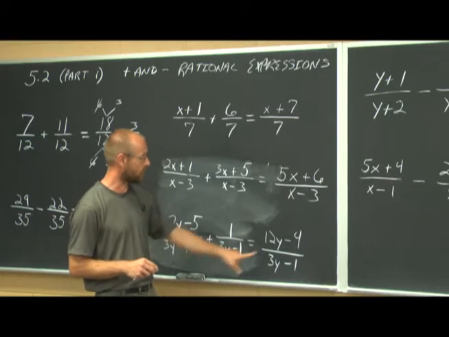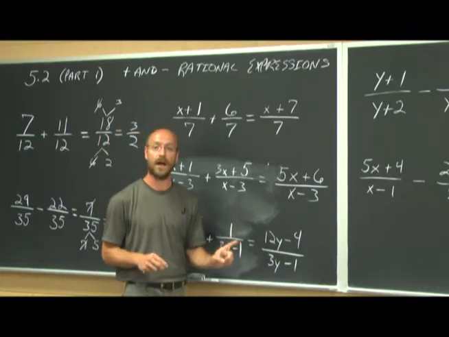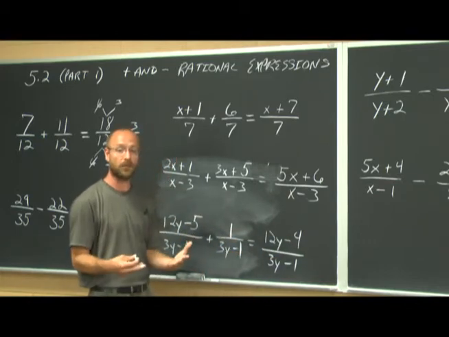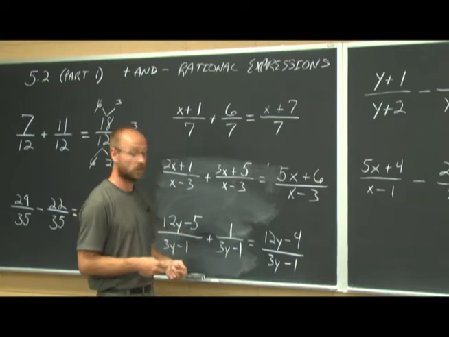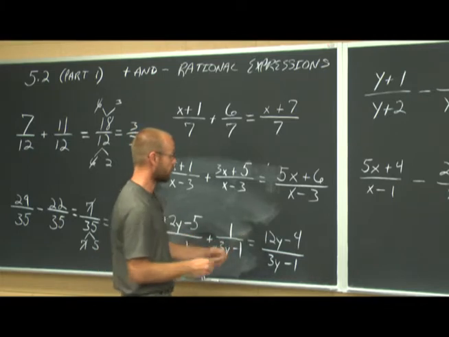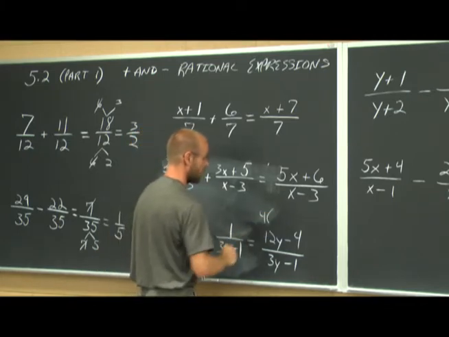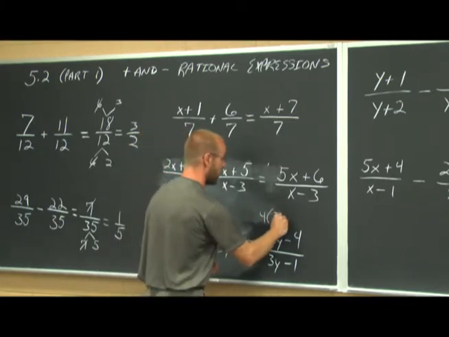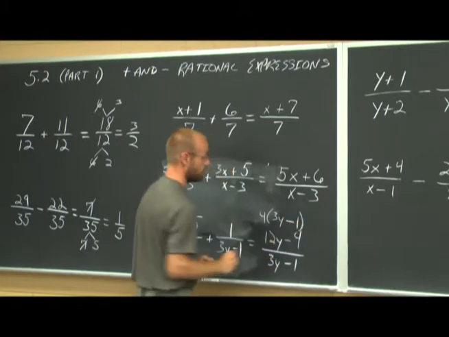But if we look at this one, I see 12y and 4. They have a common factor. So maybe I can factor it down and reduce. It's all about factoring and reducing to get it into its simplest form. Here I could factor out a 4. And that's going to leave me with 3y minus 1.